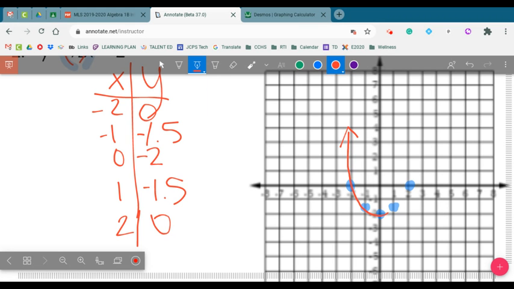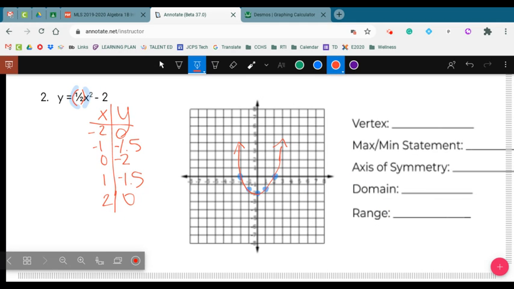So if we look at our function again, see how there's this fraction? That fraction in front is what is making it a little bit wider. So anytime we have a fraction in front of our x squared, that's going to make it, as we say, compressed.